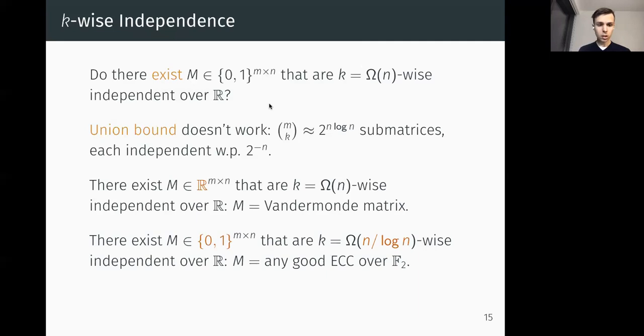And also, if we relax the restriction on k, if we make it not linear but allow it to be n over log n wise independent, then it is enough to take M to be a parity check matrix of any good error correcting code over F2, and then it will be k-wise independent. But n over log n wise independence is not good for us. For us, we need linear n-wise or omega of n-wise independence to get our result.